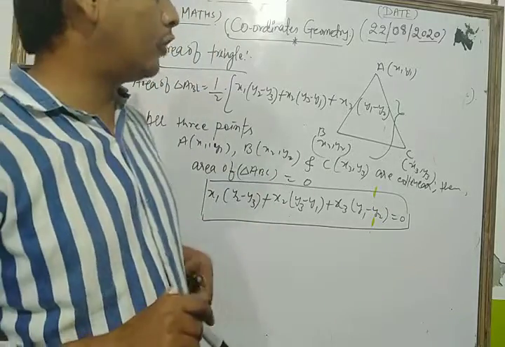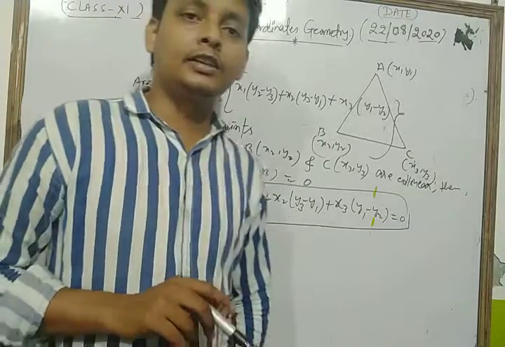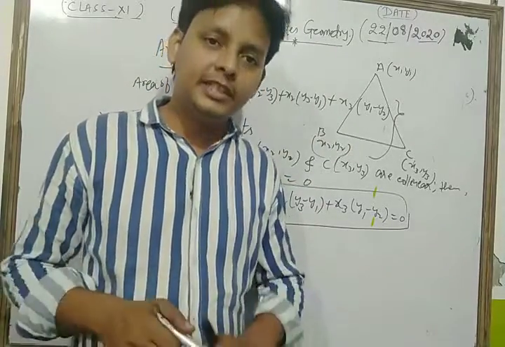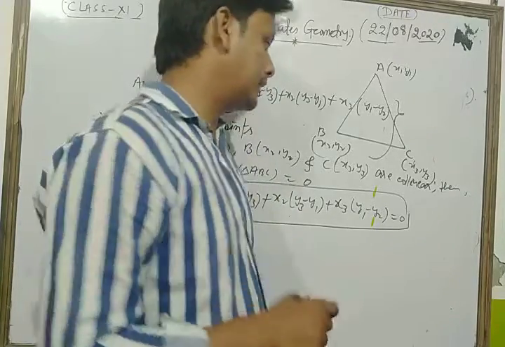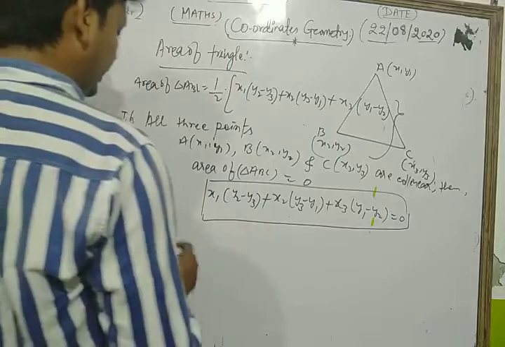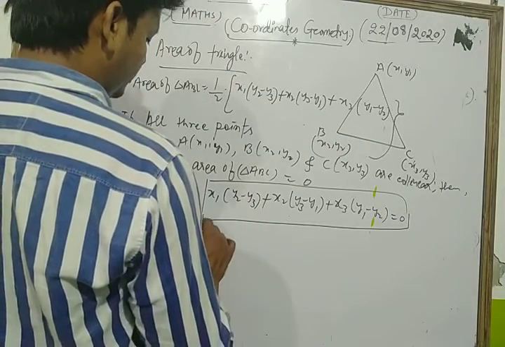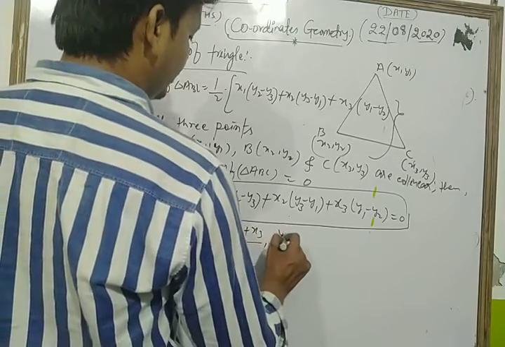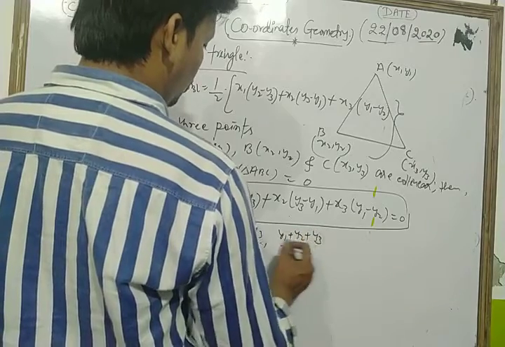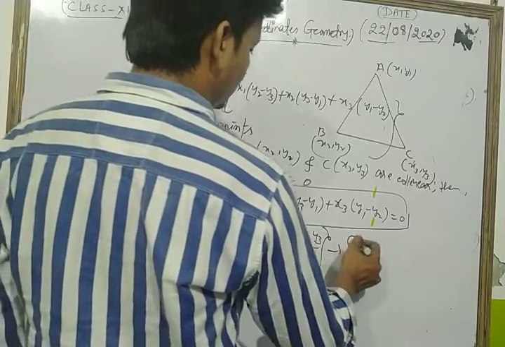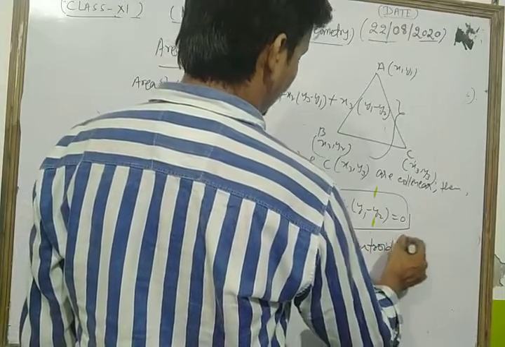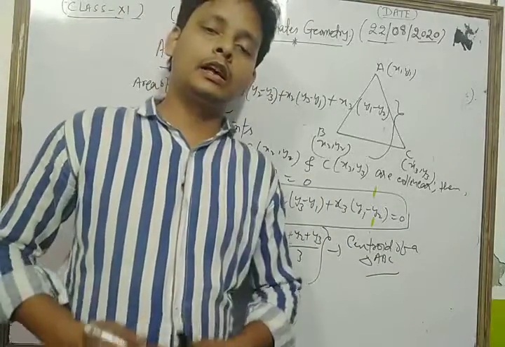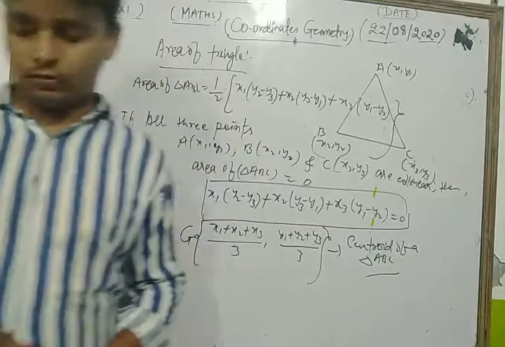And one more important formula is related to the triangle centroid. What is the coordinate of the centroid? The point of intersection of all three medians of a triangle is known as the centroid. So what is the formula of the centroid? The coordinate of the centroid is (x1 plus x2 plus x3) upon 3 and (y1 plus y2 plus y3) upon 3. This is the formula for the centroid of a triangle ABC when all three vertices are given.